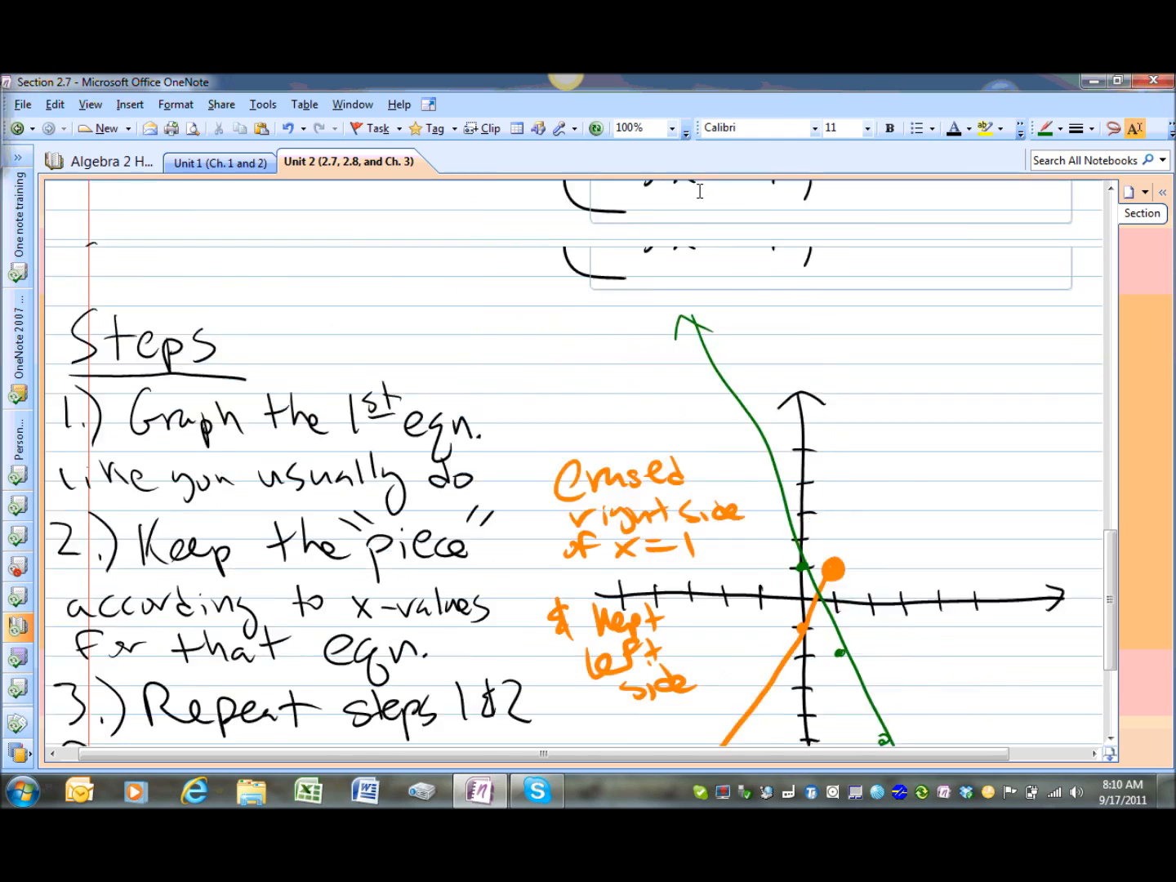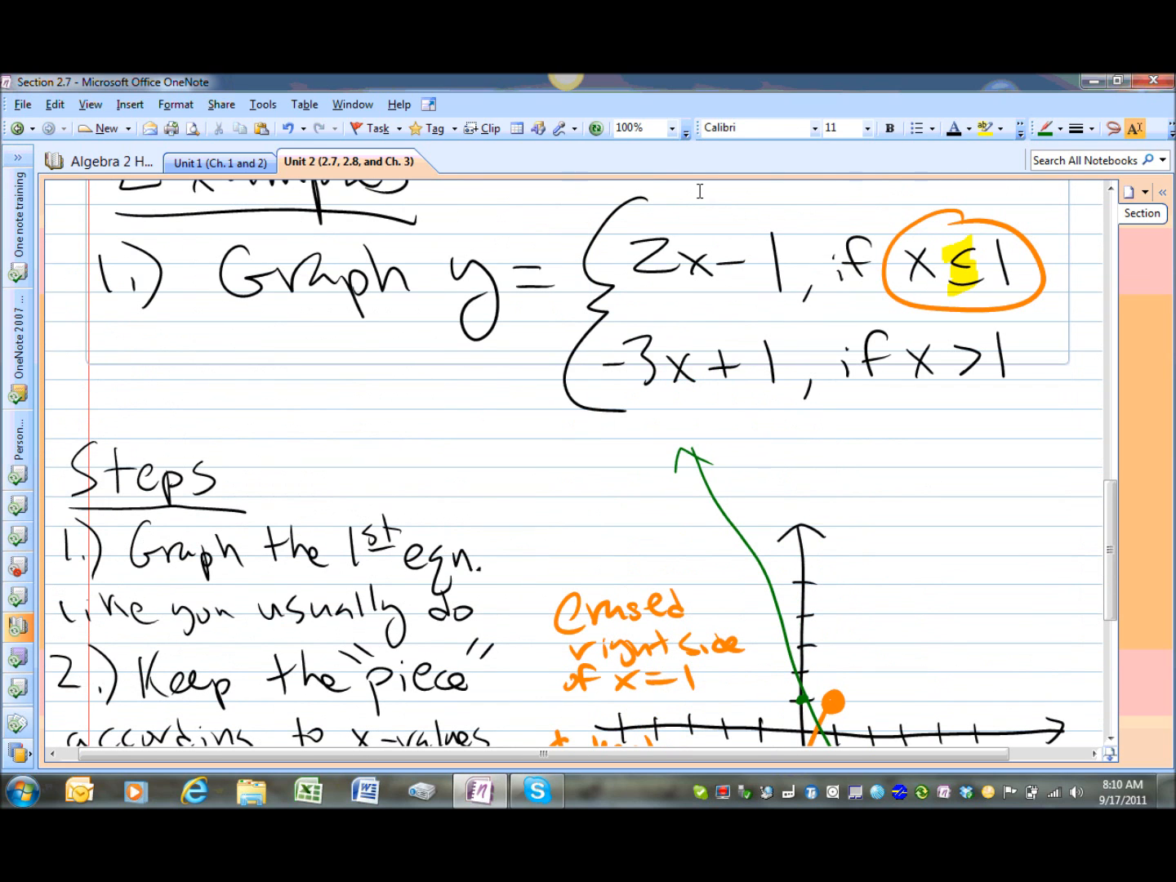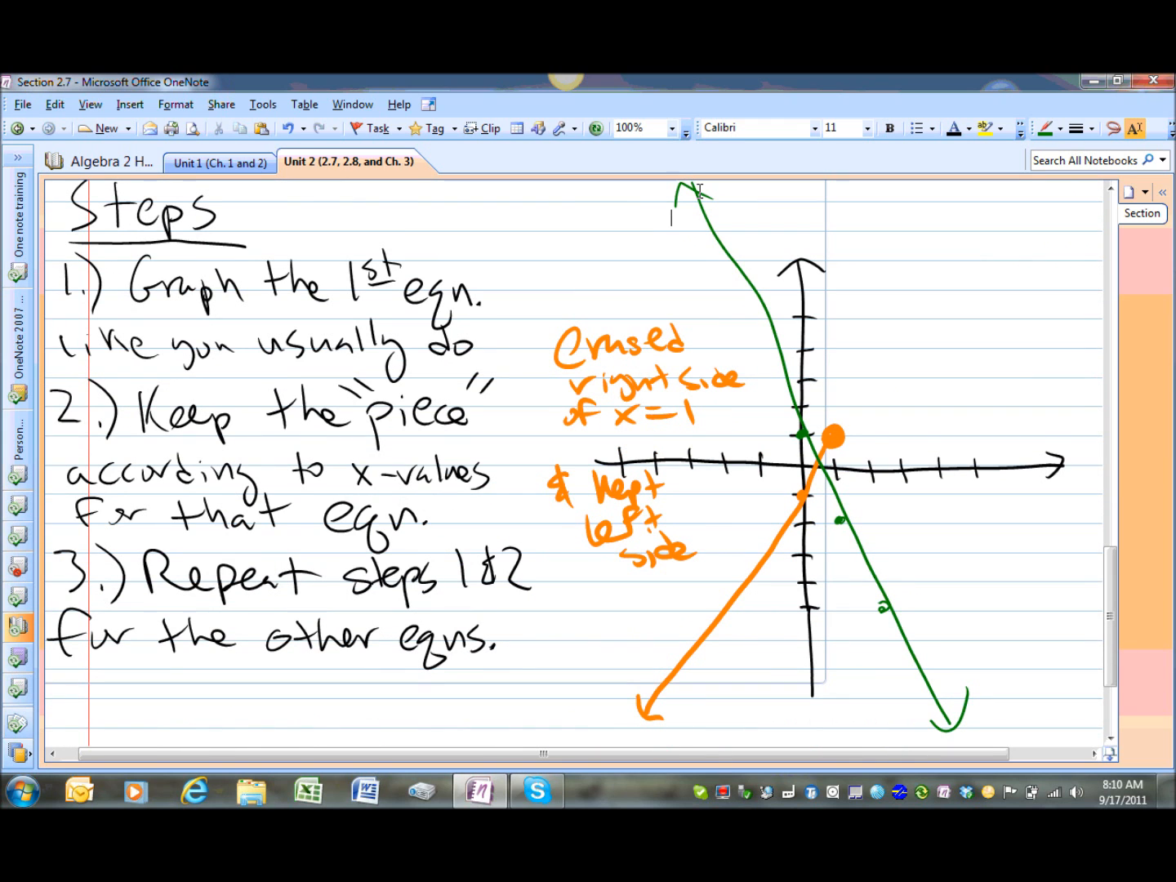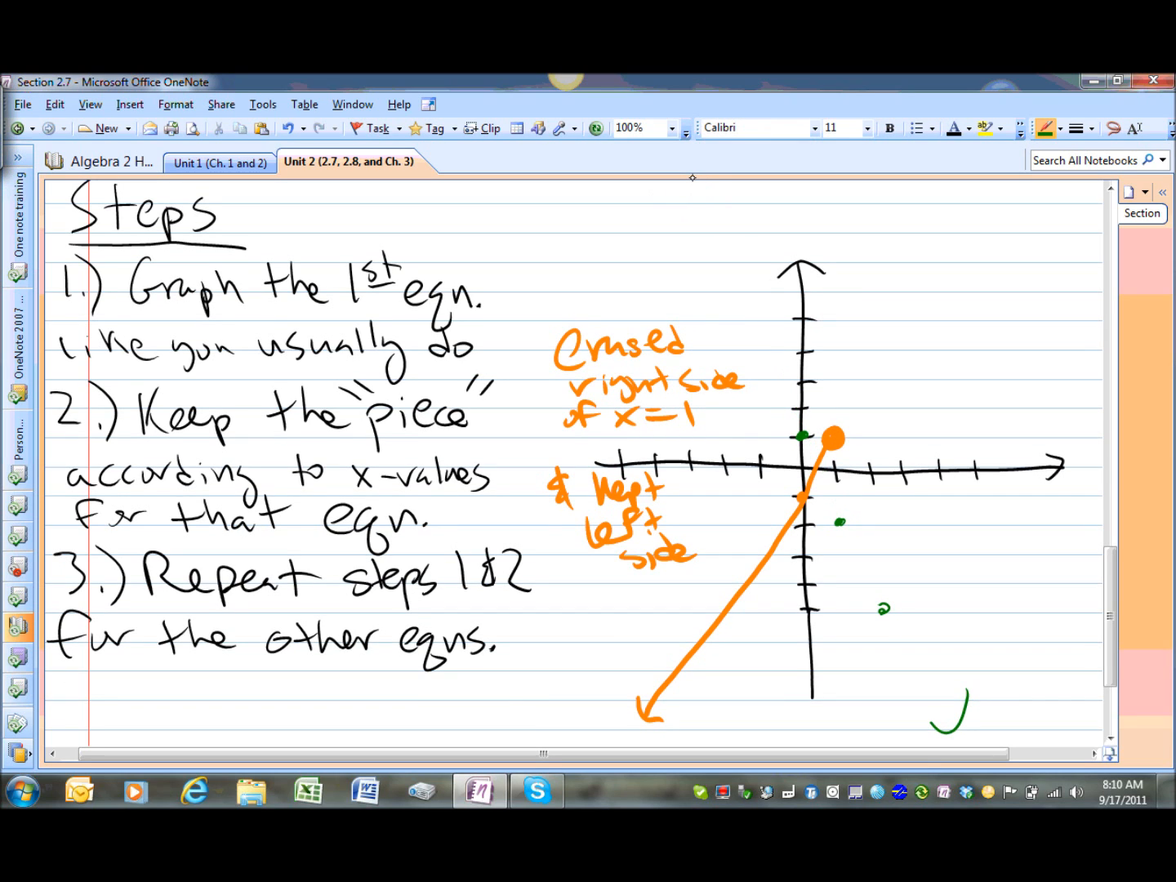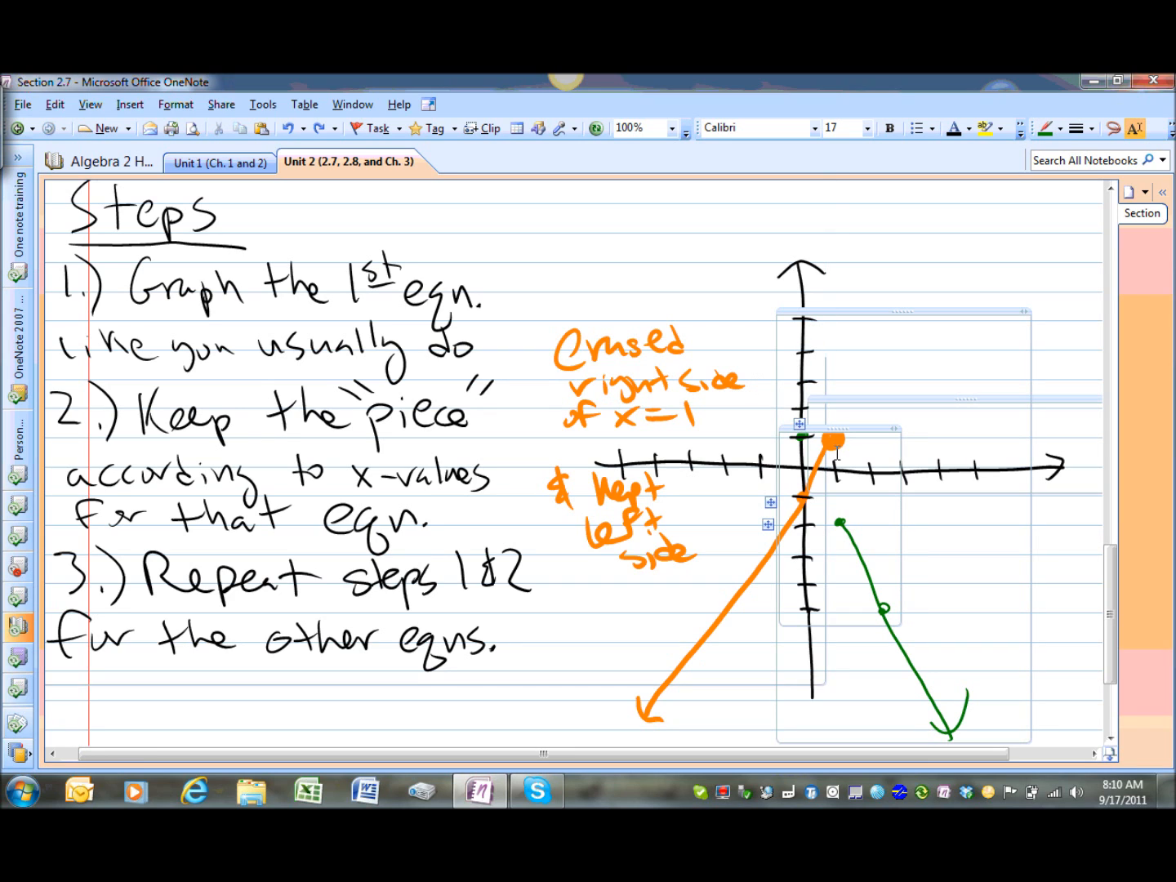However, we need to keep the part which x is greater than 1. So I will erase the line again, but knowing that I want to keep the part which x is greater than 1. I can erase that dot. That's great. Probably I'll just move the mouse over to the green dots. There we go. Perfect.